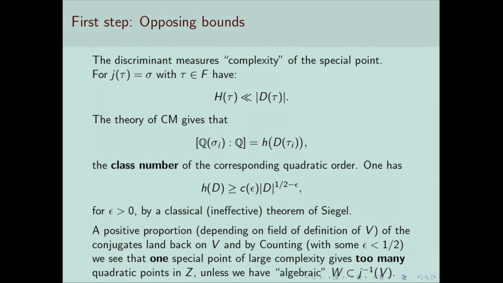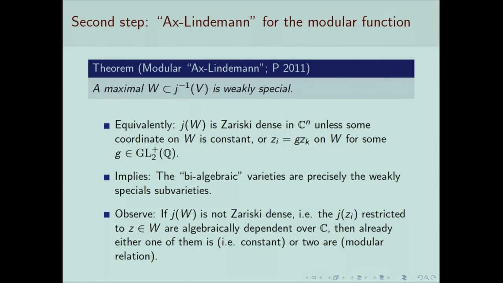Right. So the second step, again, is functional transcendence. So from the positive dimensional semi-algebraic set, you get, by analytic continuation, a positive dimensional complex algebraic set sitting inside the J inverse of V.